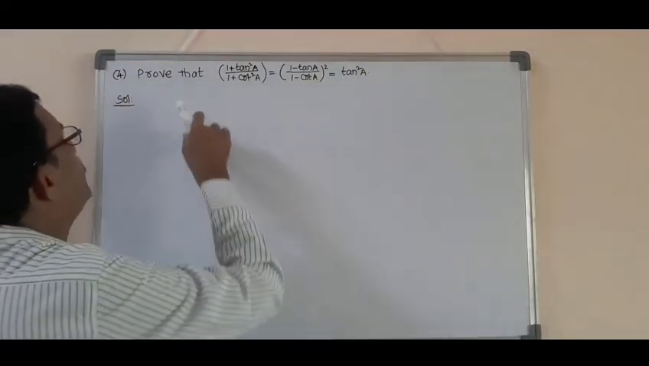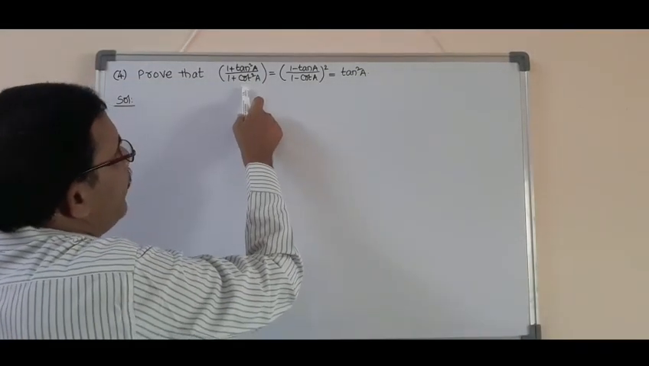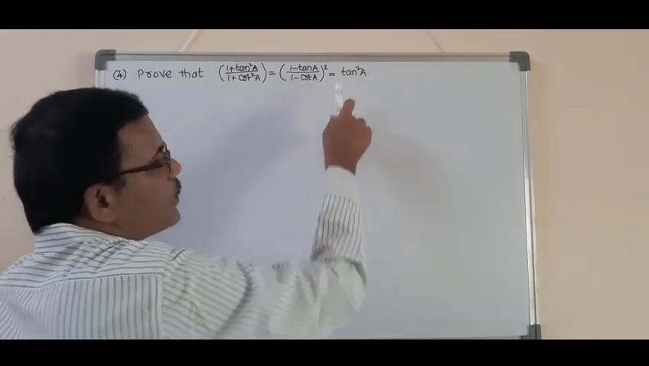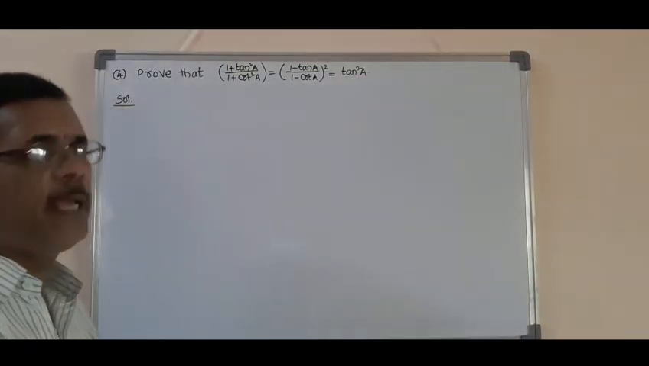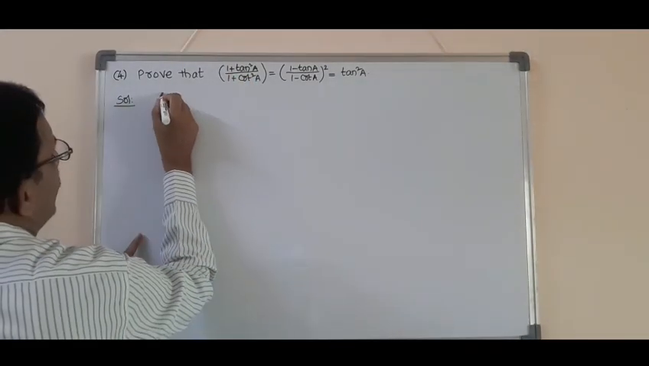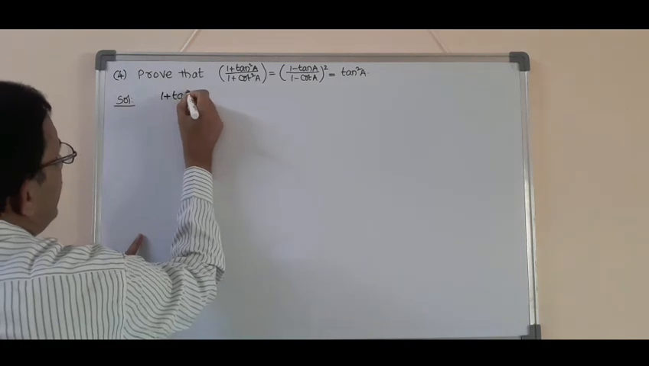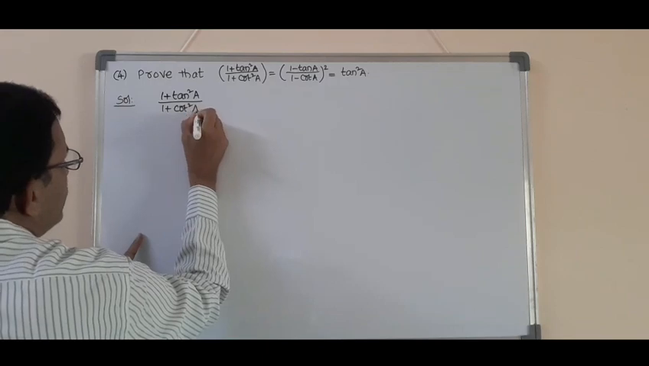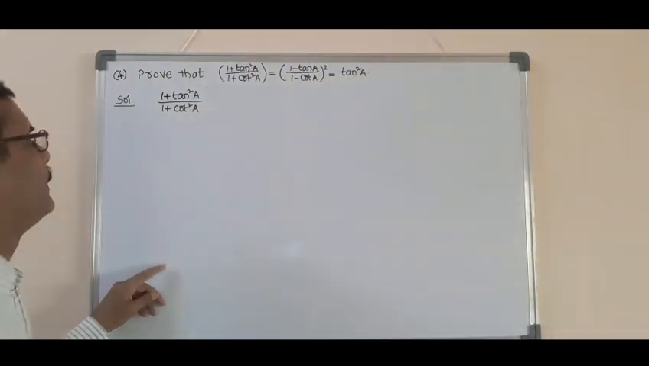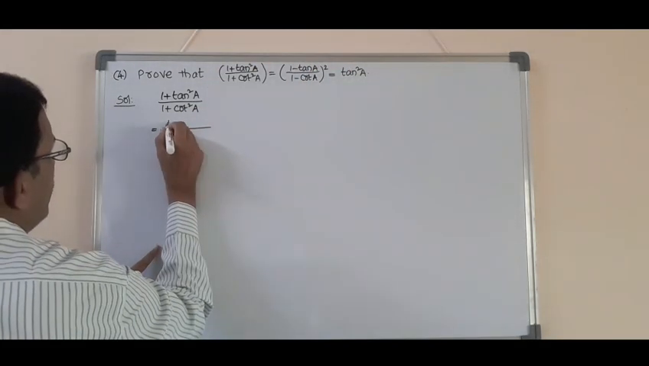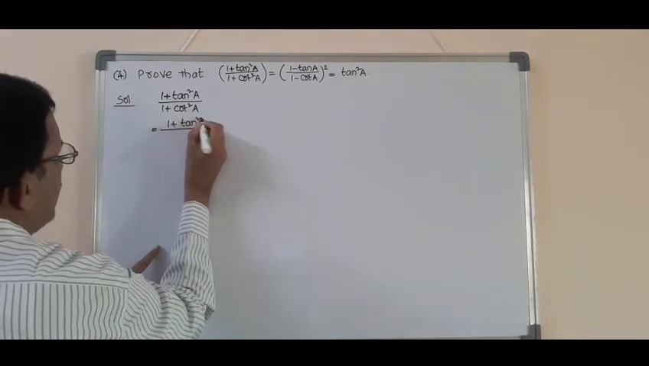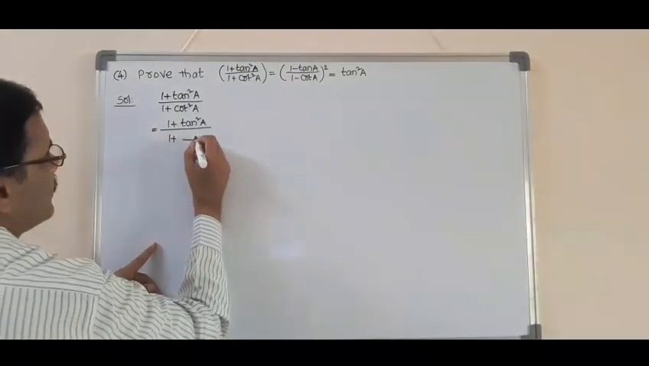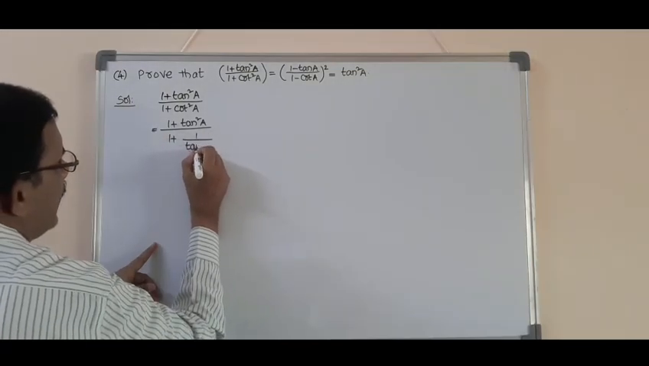Next sum. Prove that (1 plus tan square A) by (1 plus cot square A) is equal to ((1 minus tan A) by (1 minus cot A)) whole square is equal to tan square A. First we will take (1 plus tan square A) by (1 plus cot square A). From this we have to bring tan square A. This is equal to (1 plus tan square A) by (1 plus cot, reciprocal of tan). So we can write it 1 by tan square A.